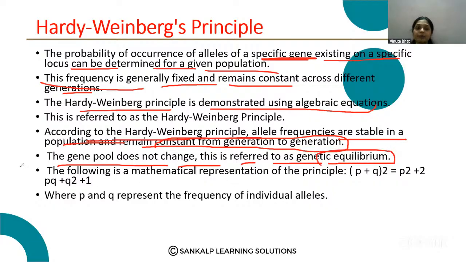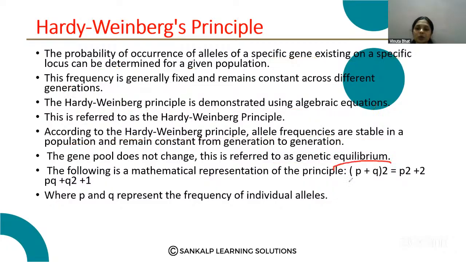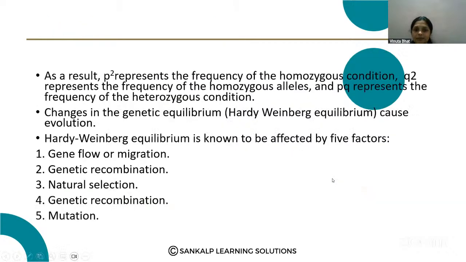He used the algebraic equation (p + q)^2 = p^2 + 2pq + q^2 = 1. Here p and q represent the frequency of individual alleles. p^2 represents the frequency of the homozygous condition and q^2 represents the frequency of the other homozygous alleles. 2pq represents the frequency of the heterozygous condition.